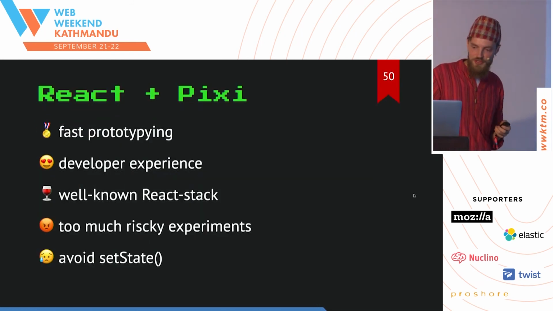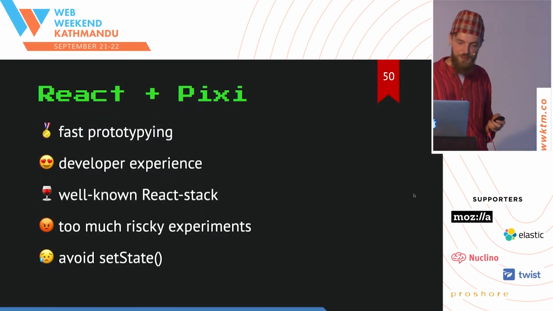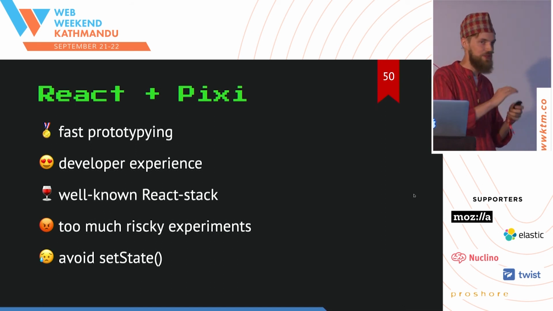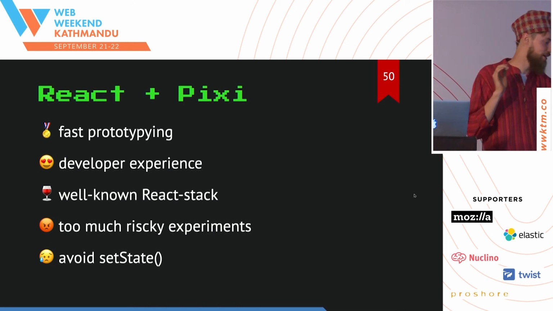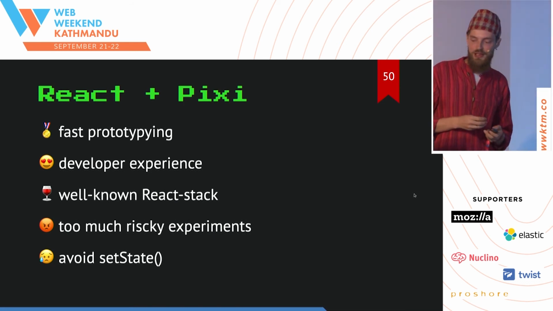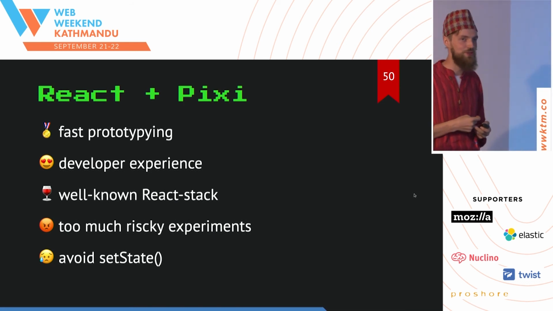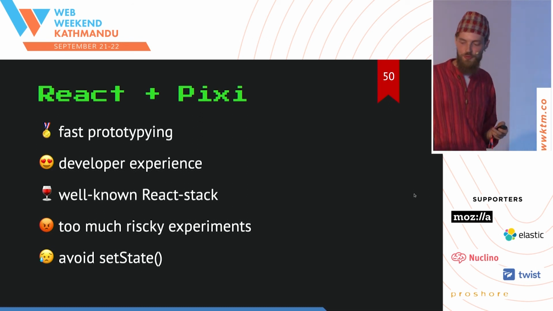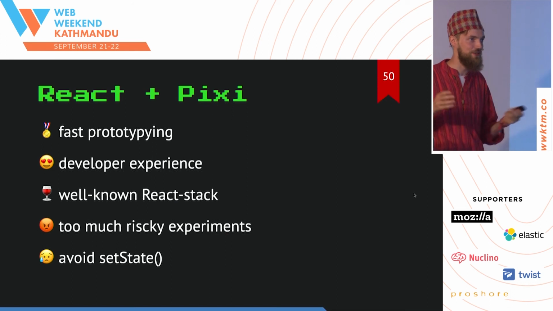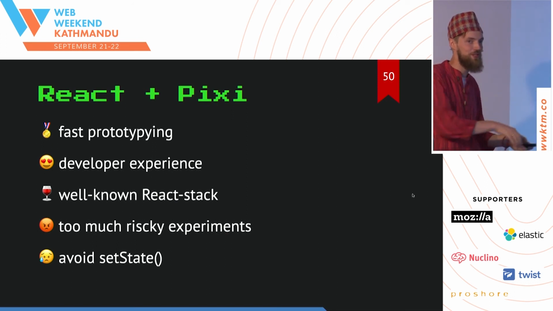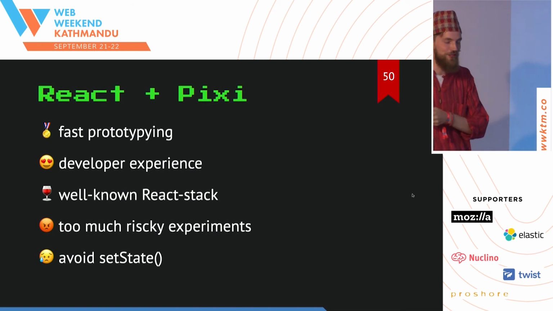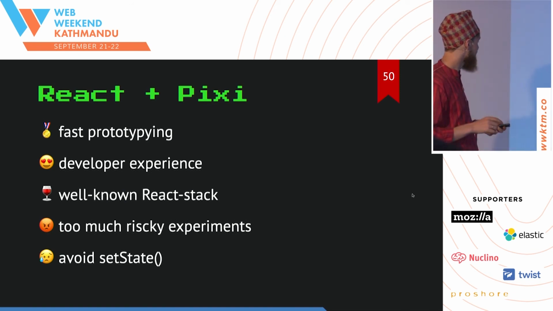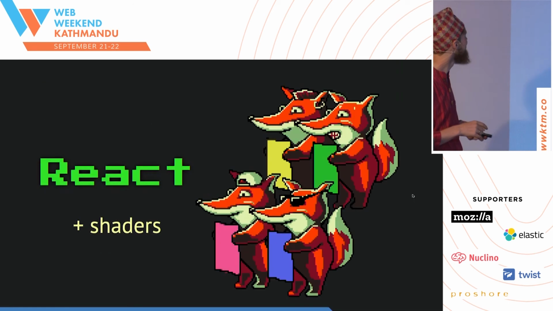So, as a summary, we have fast prototyping. Developer experience is absolutely good. We have a well-known stack, but I have too many risky experiments to put in production, because exactly the first version of my game was with set state in every frame. But I remade it with viewports in a couple of days. It was really risky before production. Really risky. Avoid set state, please.